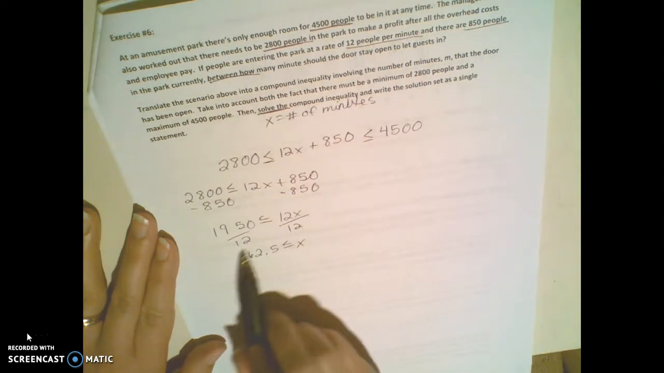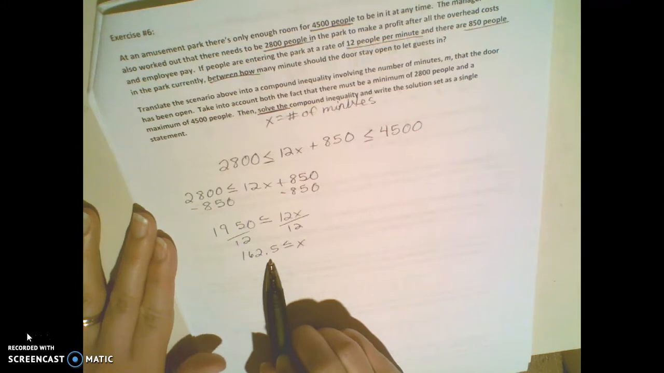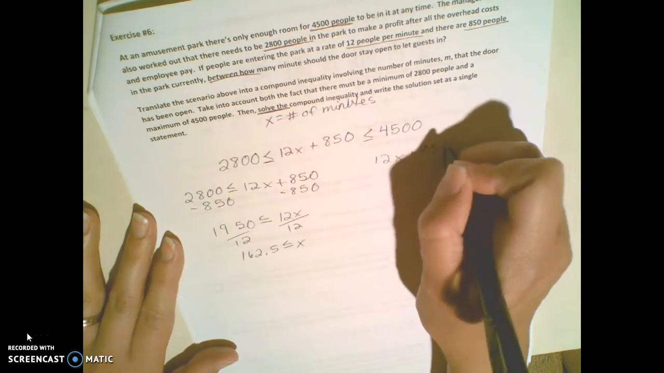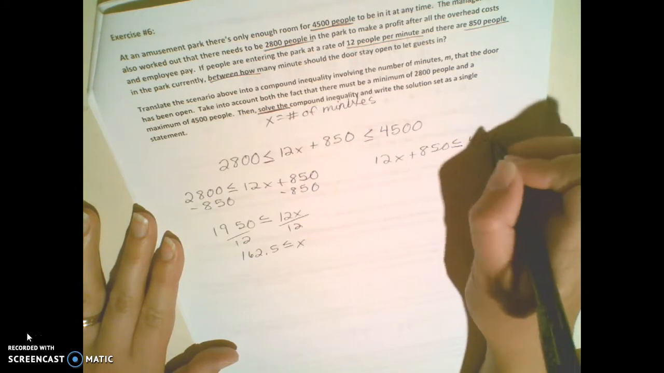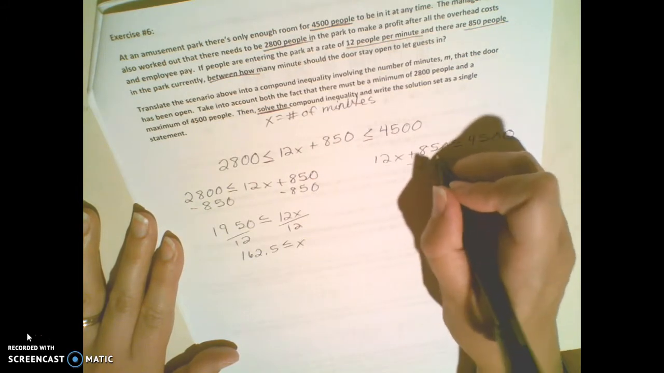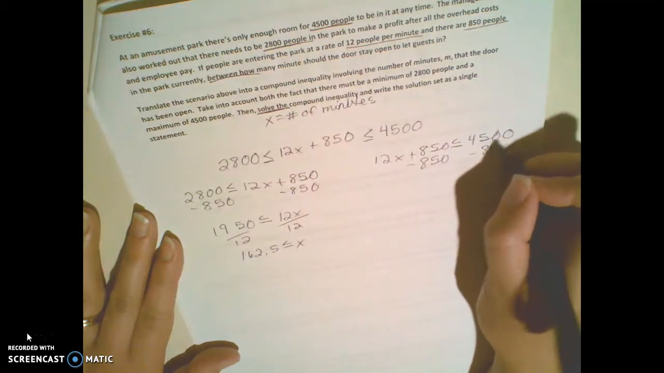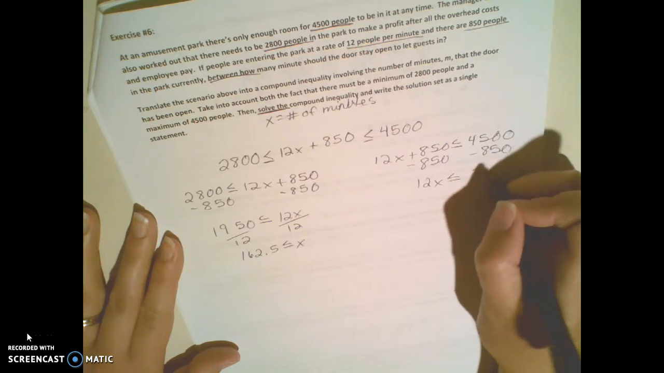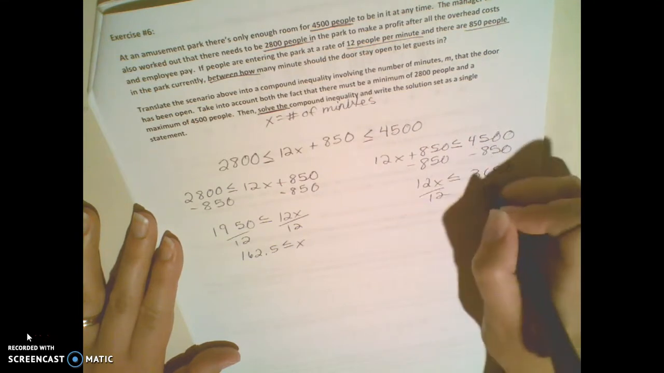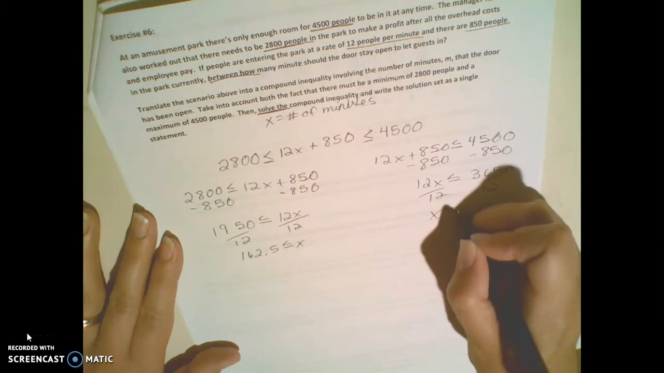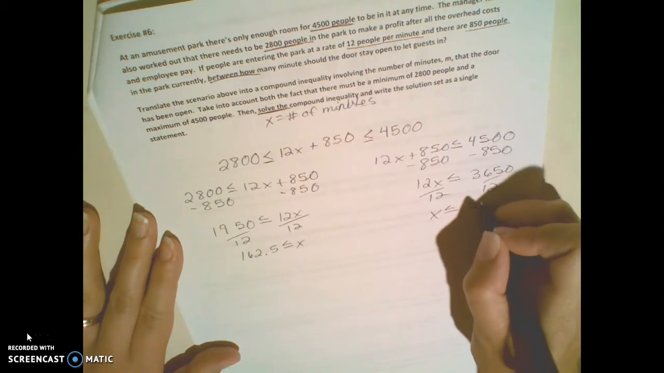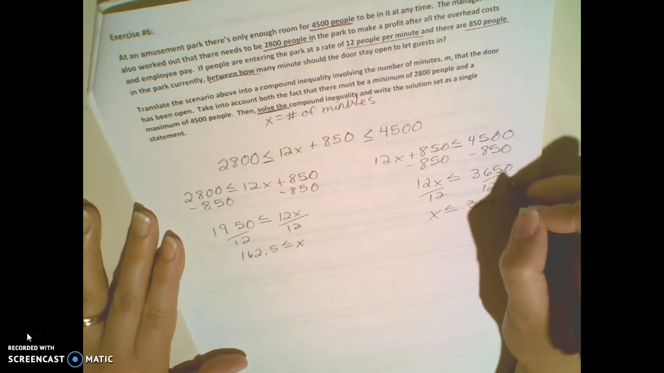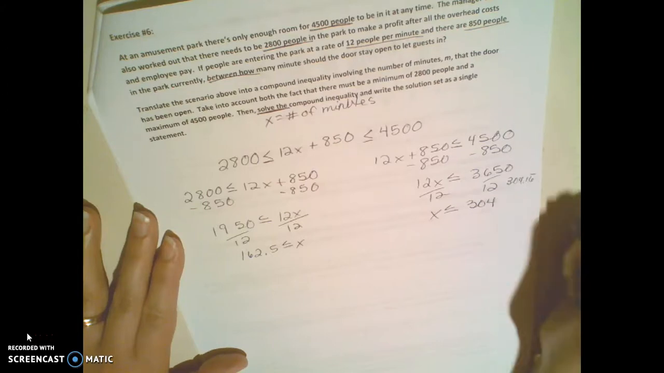So that's my lower limit of minutes, 162.5 minutes. And then over here, I have 12x + 850 less than or equal to 4,500. Subtract 850 from both sides. So now I have 12x is less than or equal to 3,650, divided by 12. x is less than or equal to 304. And then on my calculator, it says it's 304.16 repeating.